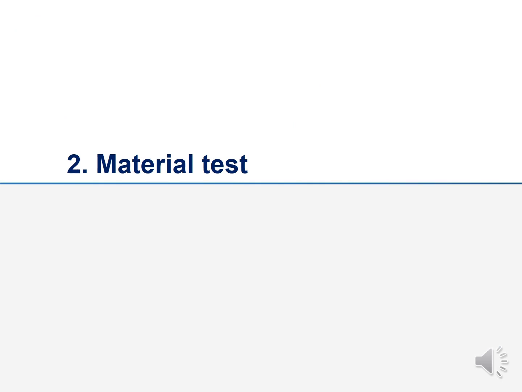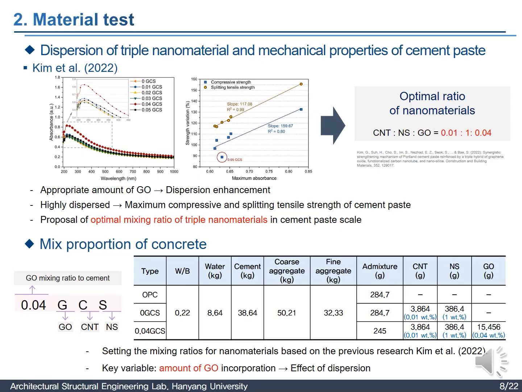Next is material test. First, the material test plan. Previous studies evaluating the dispersion of triple hybrid nanomaterials and mechanical properties in cement paste unit were analyzed. When CNT, NS, and GO were mixed at 0.01%, 1%, and 0.04% of the cement mass, respectively, the dispersibility and mechanical properties of the cement paste were found to be the best.